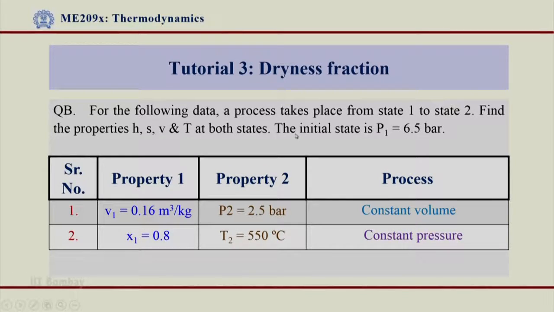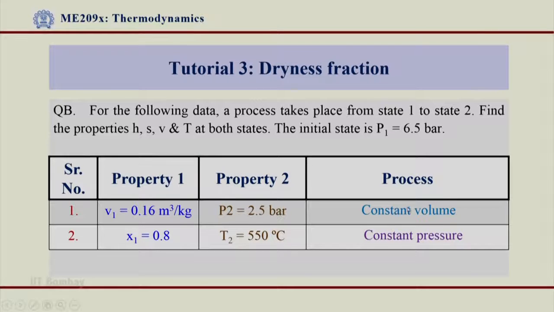What is also given is the initial state P1, that is the pressure is 6.5 bar. That means we have been given the initial pressure as 6.5 bar, and corresponding to that, in problem 1, we have been given property V1 as 0.16 meter cube per kg. That means the initial pressure is 6.5 bar and V1 is 0.16 meter cube per kg, and for state 2, one of the properties has been given, which is P2 as 2.5 bar.